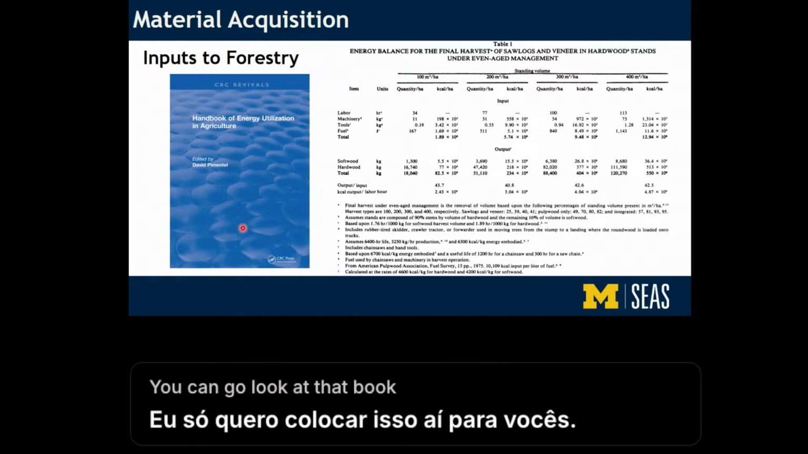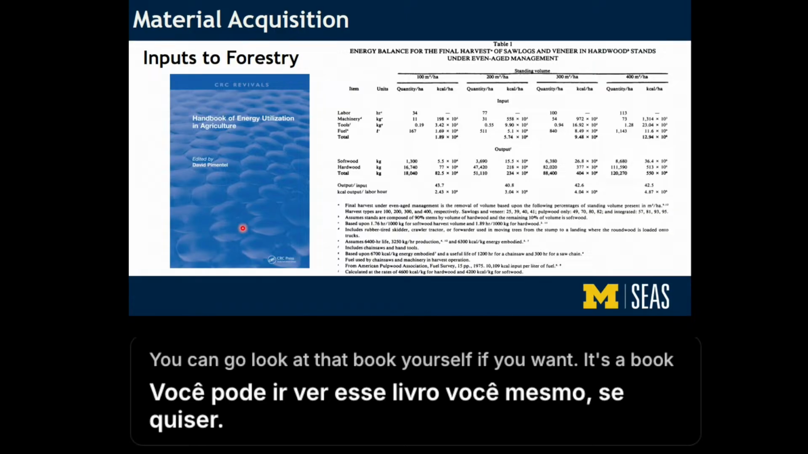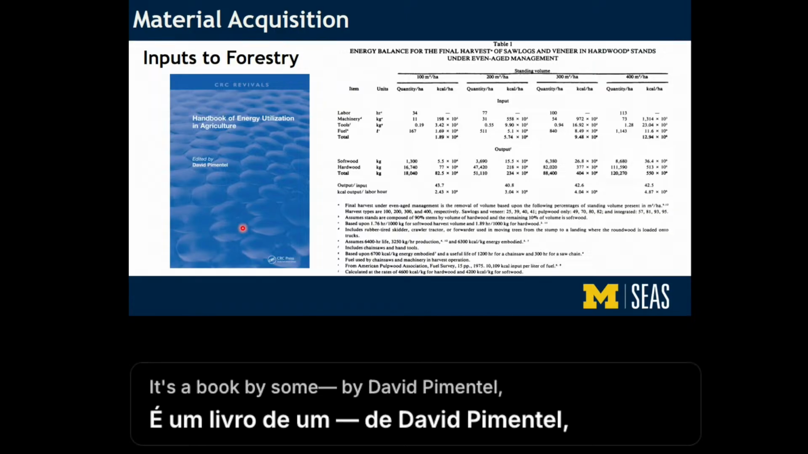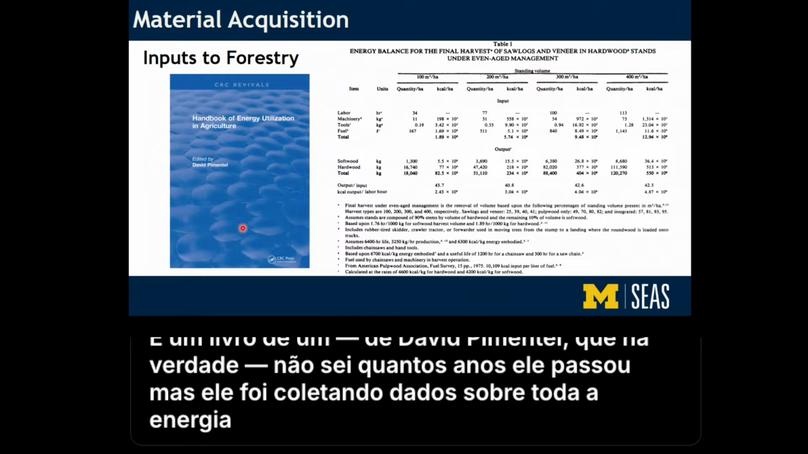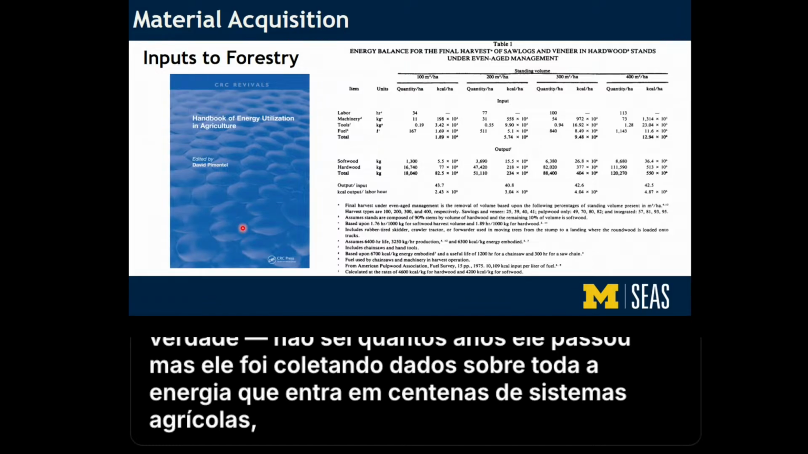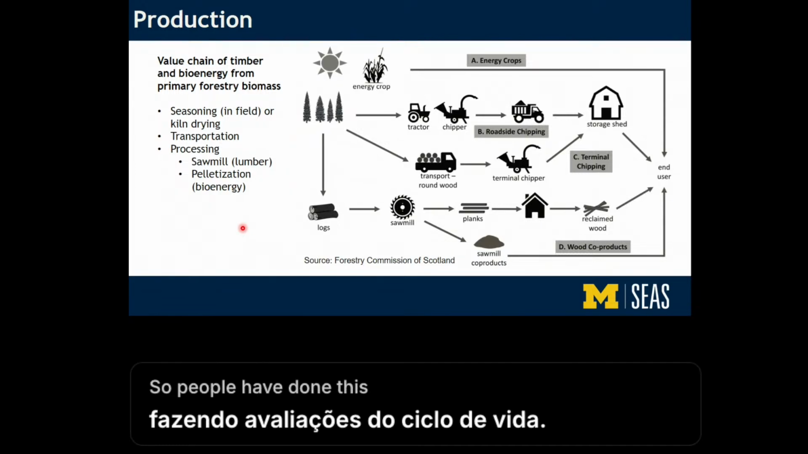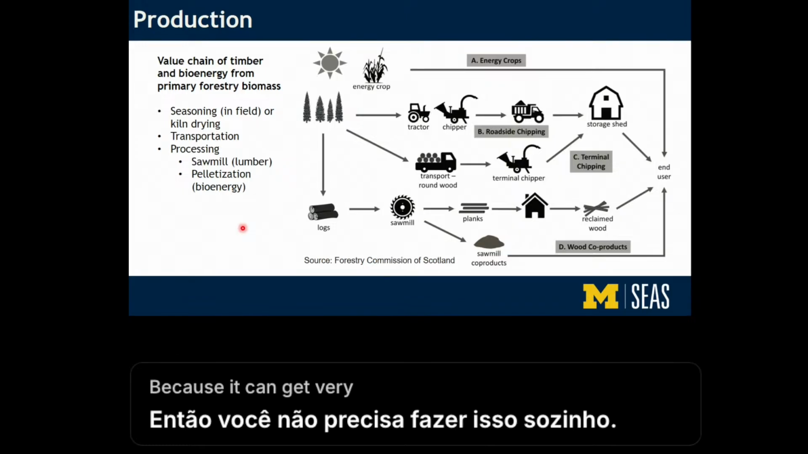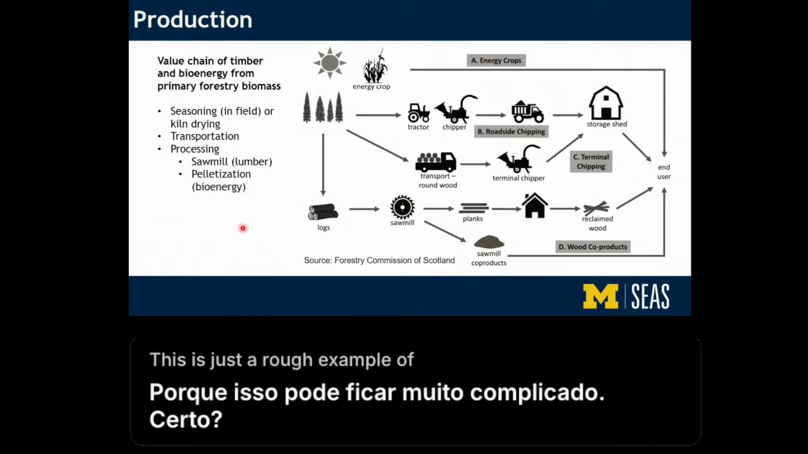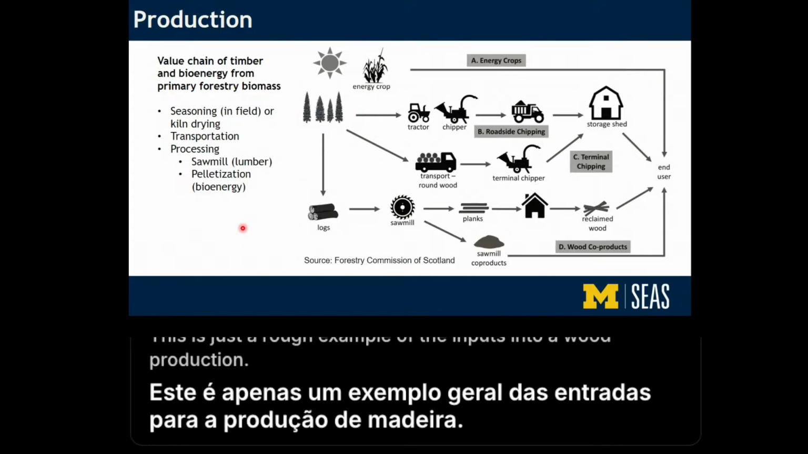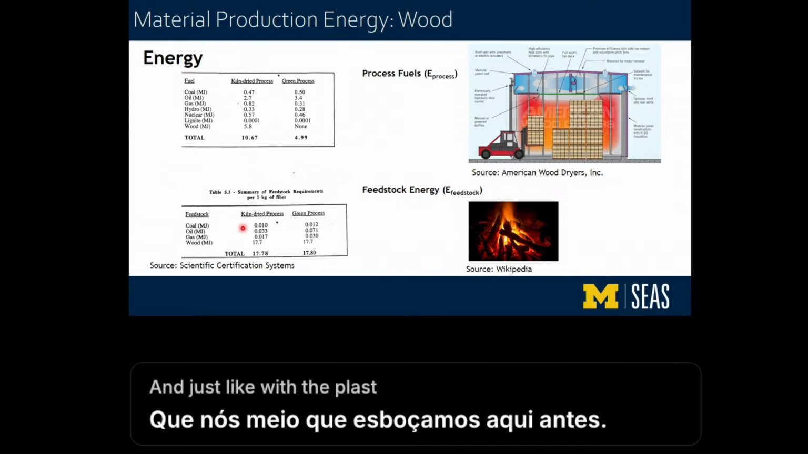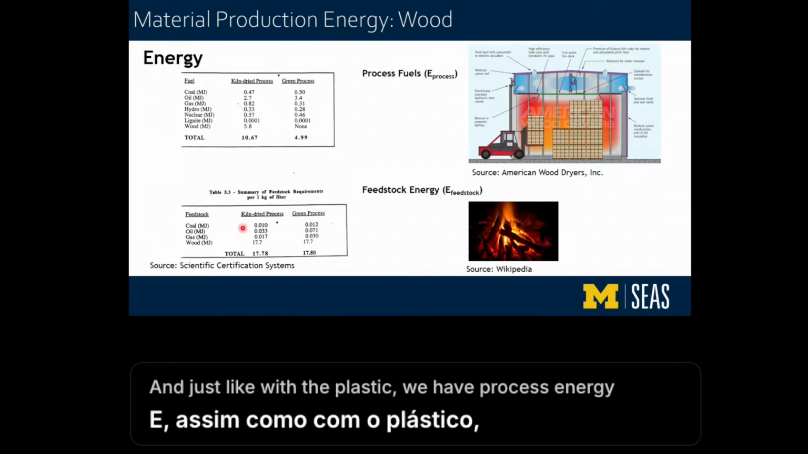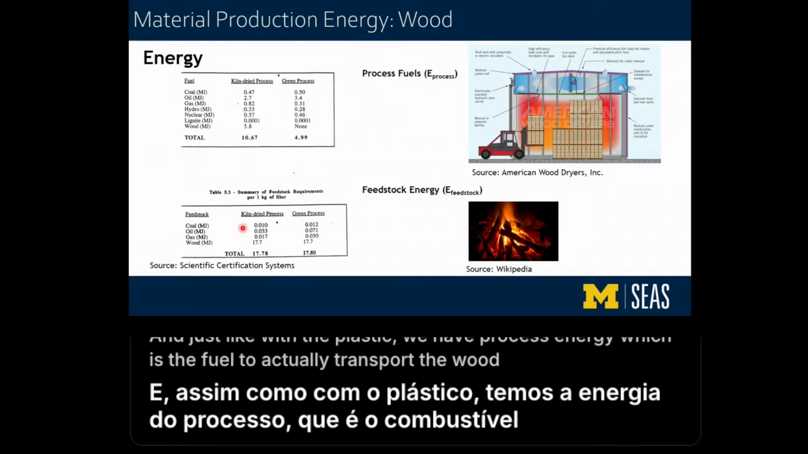It's a book by David Pimentel, who, I don't know how many years he spent, but he went around collecting data on all the energy that goes into hundreds of agricultural systems, building life cycle assessments. So people have done this for you, so you don't have to do it yourself, because it can get very complicated, right? This is just a rough example of the inputs into a wood production process, which we sketched out here before. And just like with the plastic, we have process energy, which is the fuel to actually transport the wood at the mill, to dry the wood, and we have the feedstock energy.